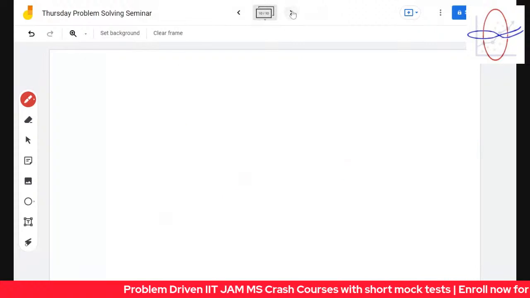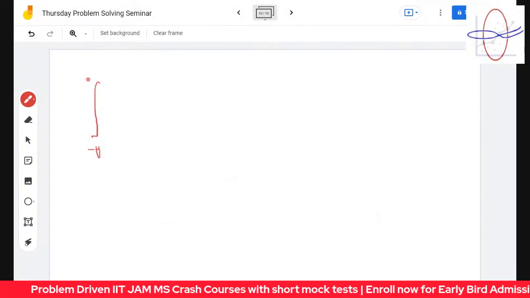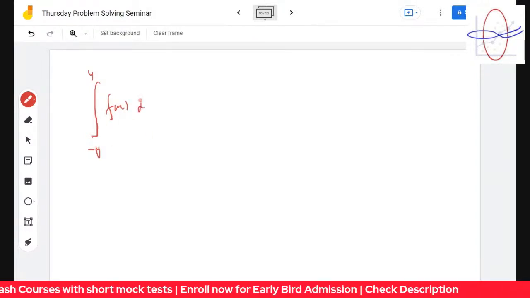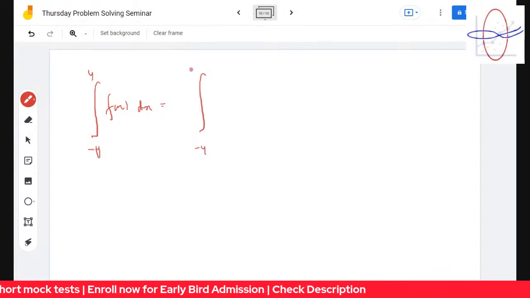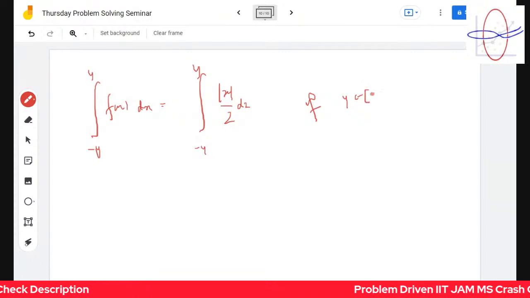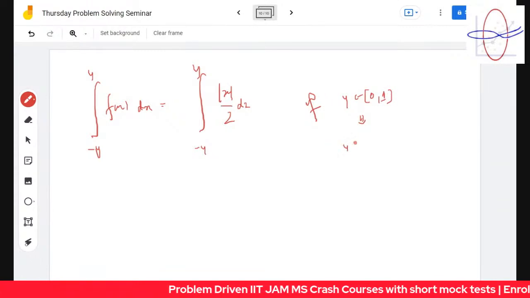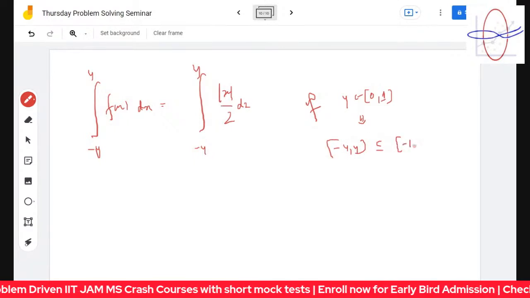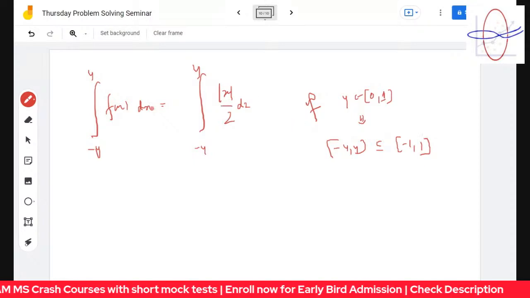So therefore, the integration of f(x) dx from minus y to y is actually equal to the integration from minus y to y of |x|/2 dx if y belongs to (0, 1), because then only minus y to y will be a subset of minus 1 to 1. Then only f(x) will be this value.